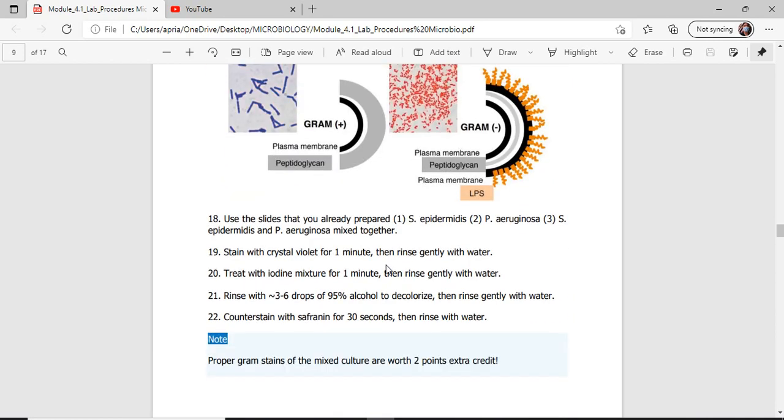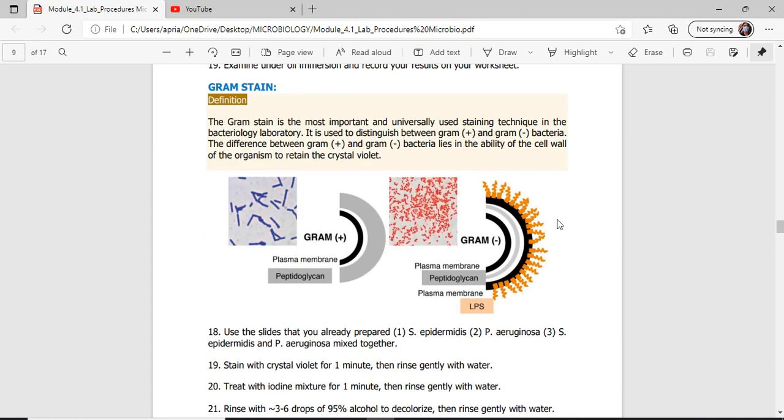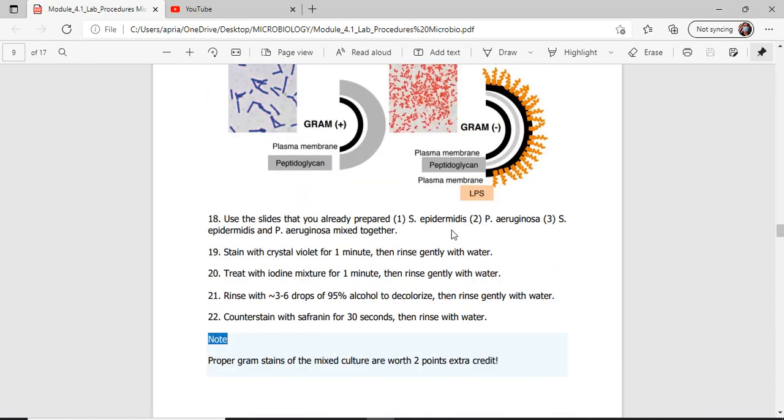You have here a picture of your gram stain of your microorganism, nga gram positive and gram negative. Gram positive, they're color blue, they are purple. And for gram negative, they're either pink, reddish pink, pinkish red. Okay, but they are not orange. It is either pink, red, or pinkish red.